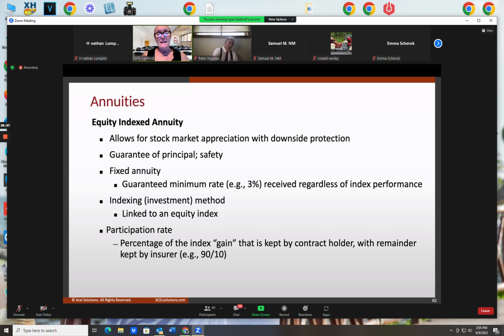Now, in an indexed annuity, your performance and your money is going to be tied to some sort of an index. Usually the Standard & Poor's 500.